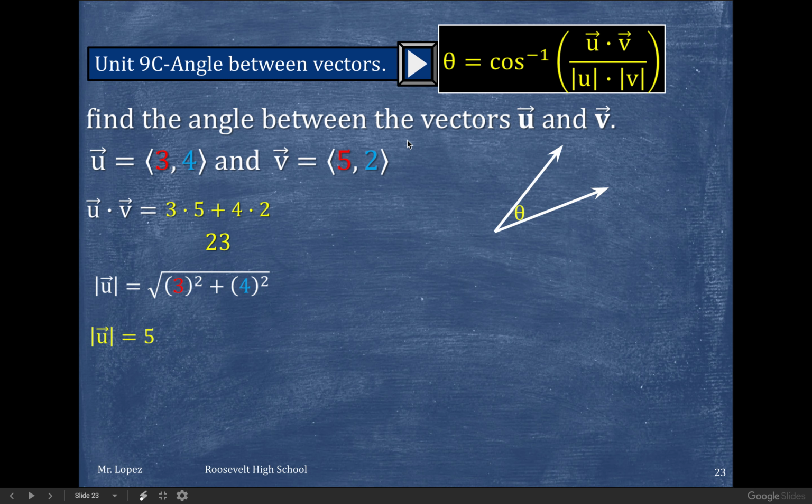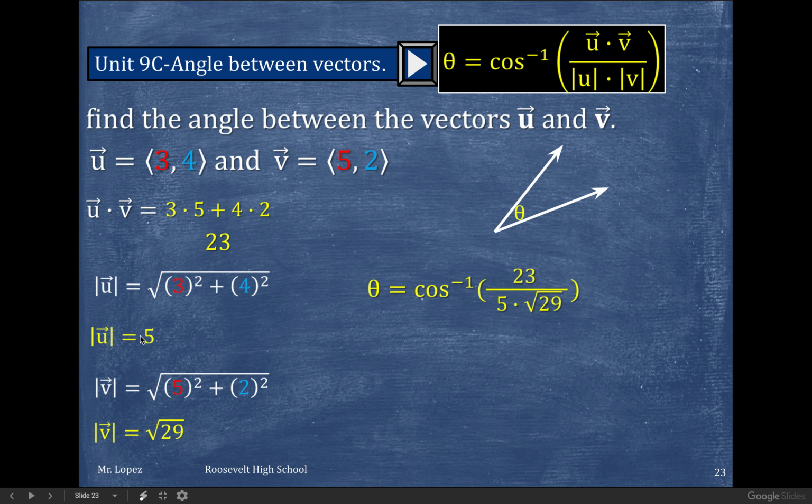Let's find the magnitude of v. Again, square root, and then plug in 5 for x and 2 for y, and then it's going to be 5 squared plus 2 squared, which is 29. Square root of 29 is the answer for that. Basically, what we're going to do next is plug it in here. So let's bring down theta equals cosine inverse. The dot product was 23 at the top. At the bottom, we're going to multiply 5 times square root of 29.